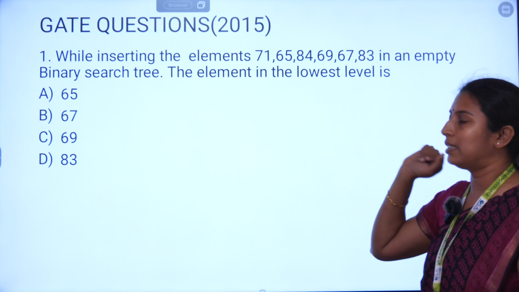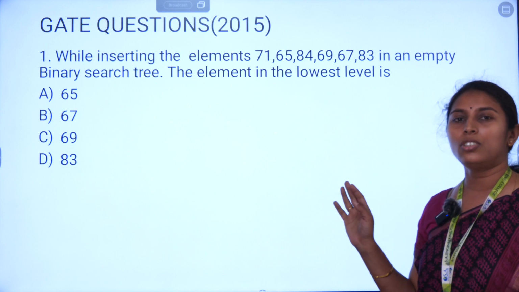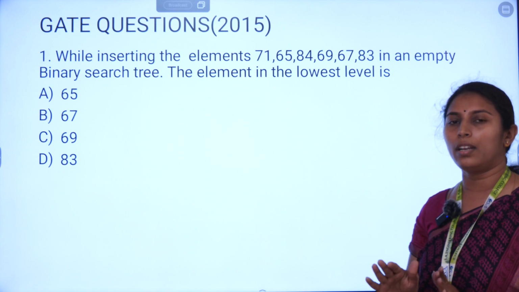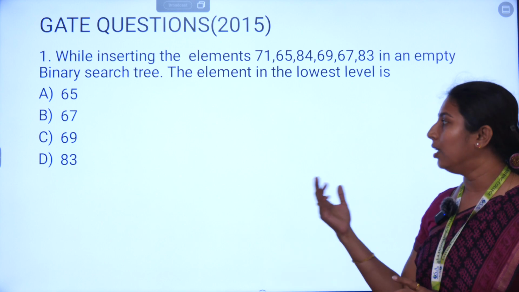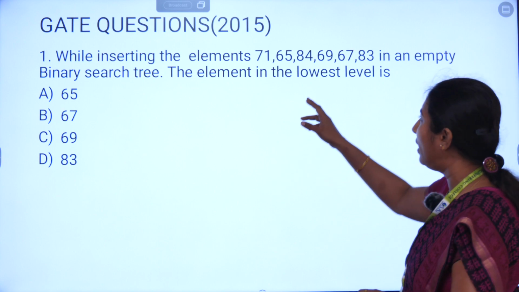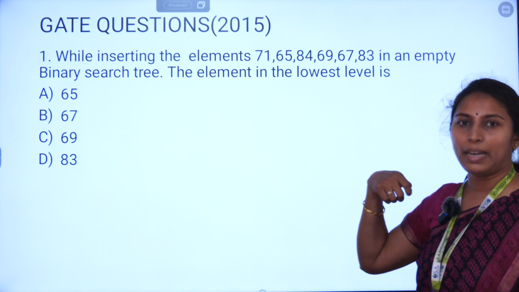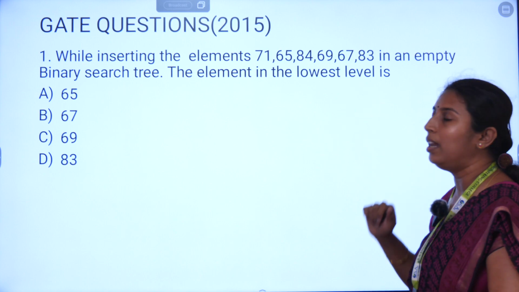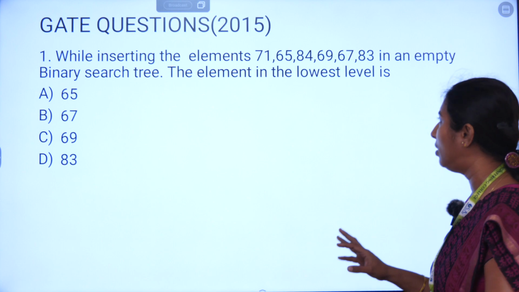As we were discussing in the previous slide, what is a binary search tree? The root node, the left subtree should have the children of smaller values, whereas the right subtree should have the values which are greater than the root node. That is your binary search tree. So accordingly, for the elements which are given over here, first we are going to construct a binary search tree. From that we can identify the element in the lowest level very easily.